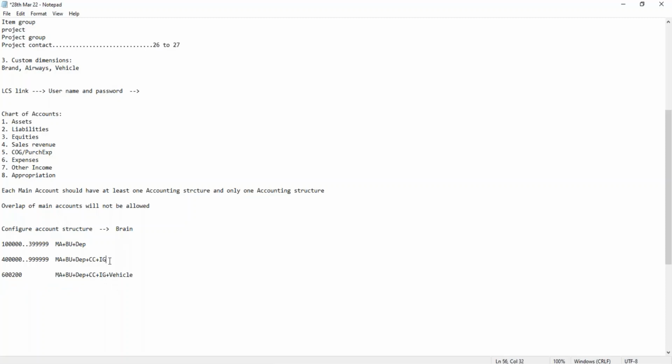I need to split this into three: 600200, 600199, and 600201. Then is the structure fulfilled? Perfect. Yes, this is fulfilled.